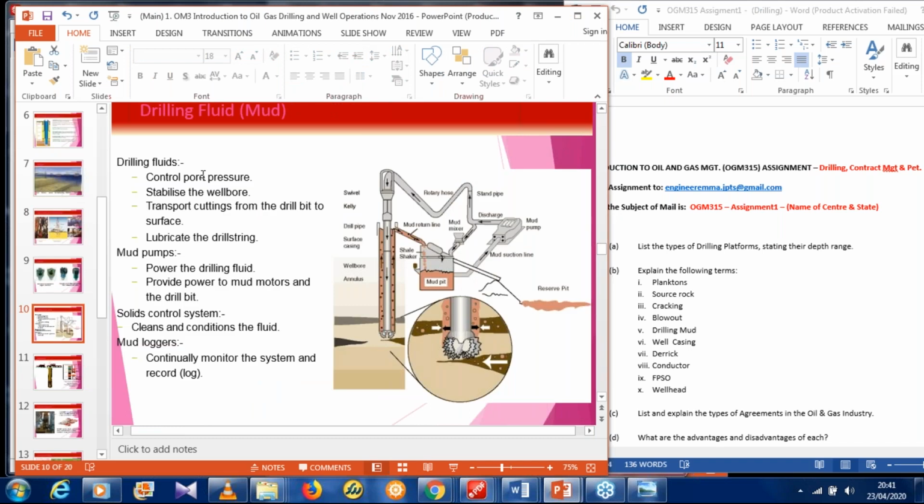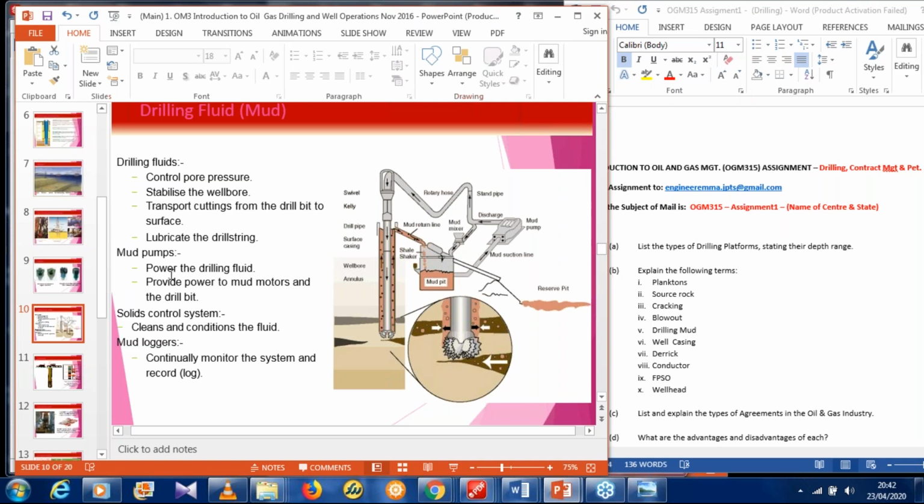Now the drilling fluids. One function of the drilling fluid is to control the pore pressure. Another function is to stabilize the wellbore and also transport cuttings from the drill bit to the surface. Now, why do we have to do that? As the drill bit is drilling here, particles accumulate around the drill bit, so we still need to transport them to the surface.